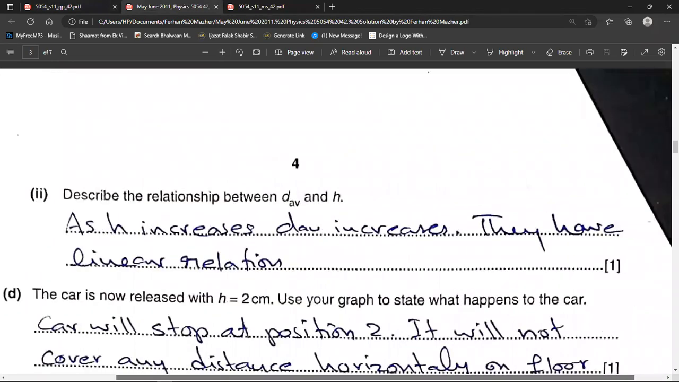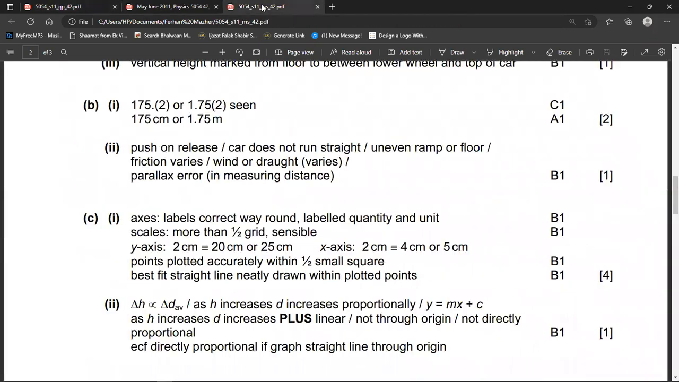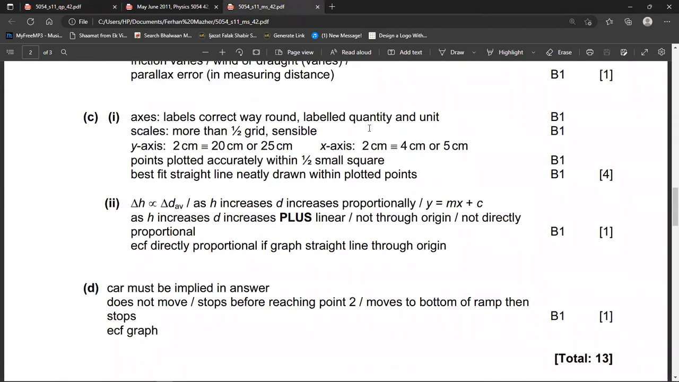So we will say as the H increases, the D average increases, they have a linear relation. You see, I have not used the word directly proportional because the graph had a positive slope, it was a straight line, but it was not passing through the origin. That's why I'm not using the word directly proportional. I'm simply saying that as the H increases, D average increases, so they have a linear relationship. You can see this marking scheme for the graph, and this is the answer.